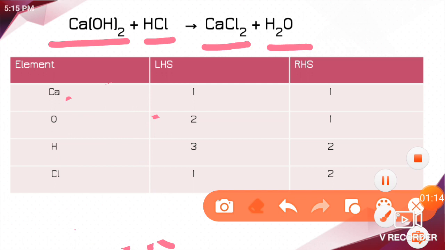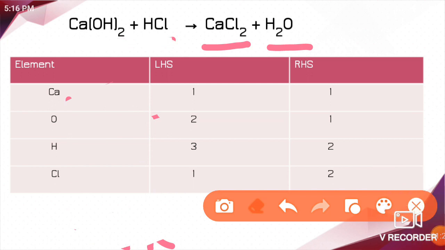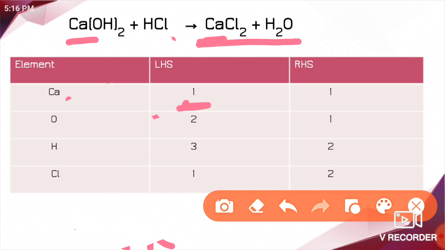Okay. Now you count the number of atoms in the reactant and product side. First you consider calcium. In the reactant side, how many calcium atoms are present here? In the reactant side, only 1 calcium atom is present, right? So here I wrote 1. In the product side, how many calcium atoms are present? Here also 1 calcium atom is present, right? So in the product side also I wrote 1.